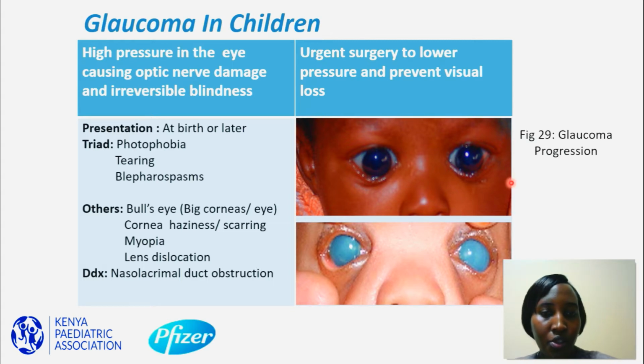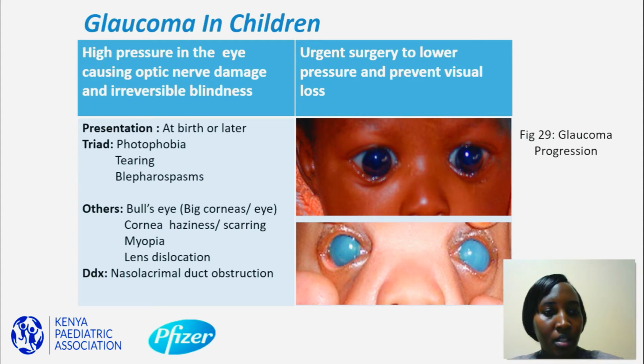And if this is not addressed in time, the eye becomes very hazy and opaque. Other complications that can occur because of glaucoma are short-sightedness, and the lens can also get dislocated. Of importance is that children with glaucoma need urgent referral, and the treatment for glaucoma in children is surgery. For adults, sometimes eye drops are used, but the ultimate treatment for glaucoma in children is eye surgery.